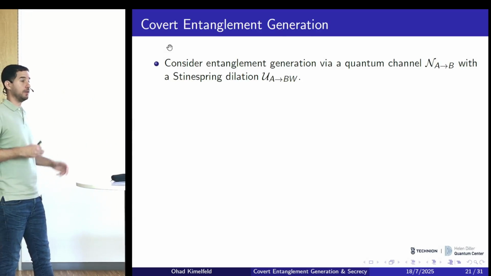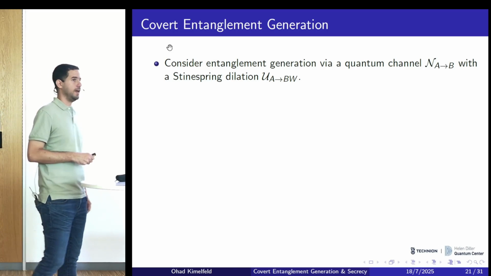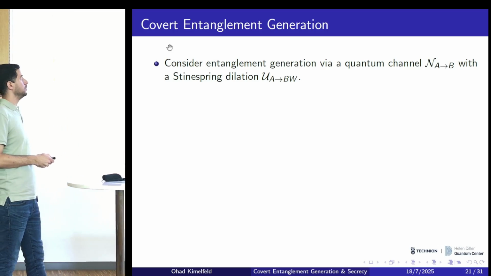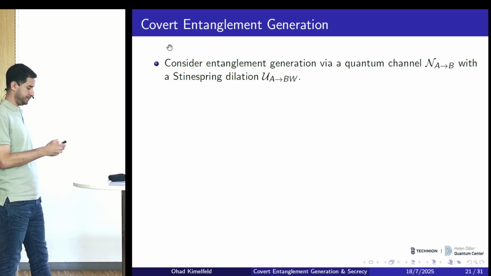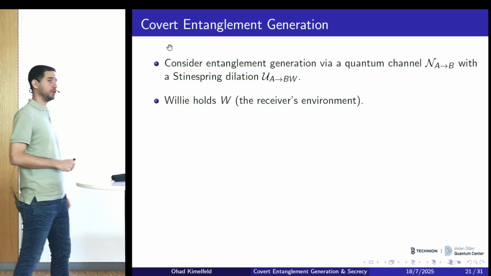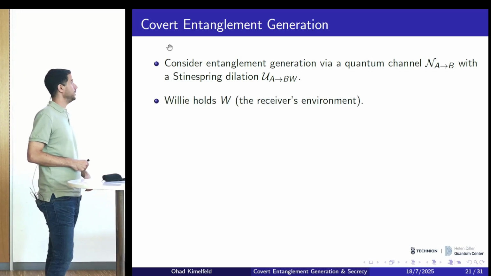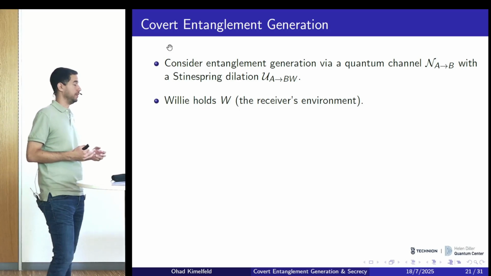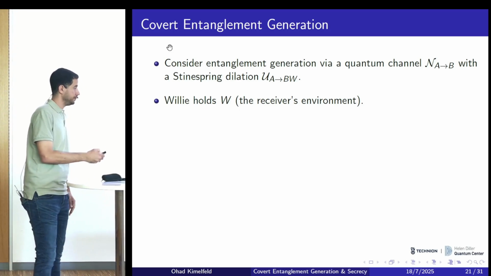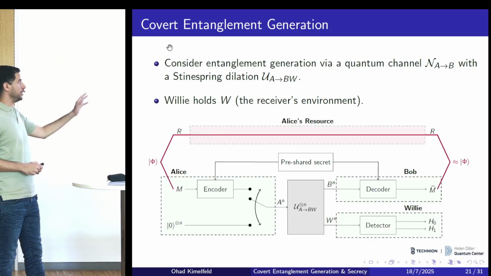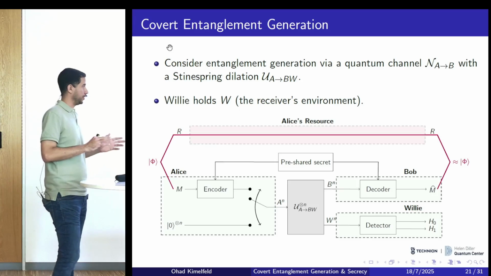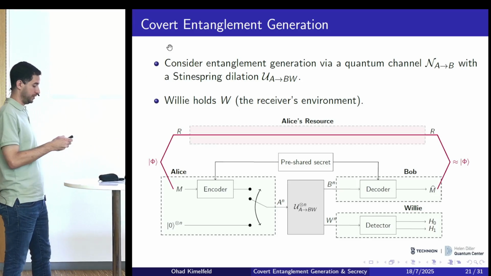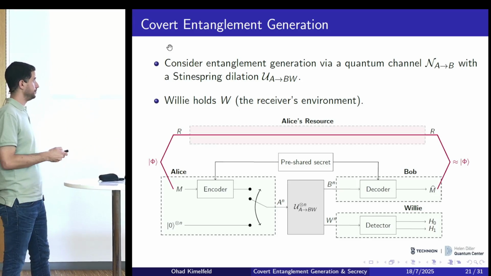Now, let's consider entanglement generation via quantum channel N from A to B with a Stinespring dilation U, where we add the system W. An important assumption here is that Willy holds W, which is the entire receiver's environment, or Bob's environment. And this is our scheme, our model. It looks pretty similar to the previous model for a classical-quantum channel with secrecy, but now it's fully quantum.